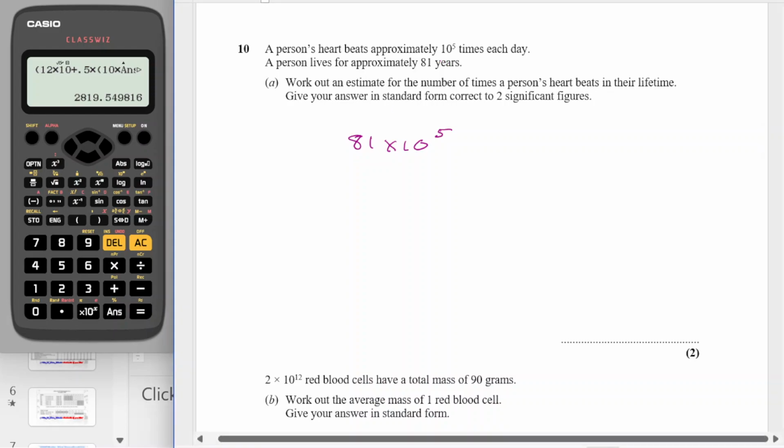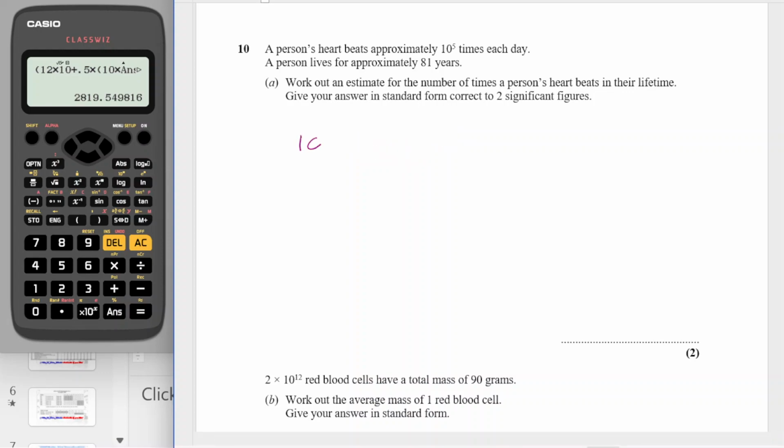So let me rewrite that because I've written it terribly. So the number of times it beats a day is 10 to the power 5. The number of days in a year is 365, and then that's in a year, and then we're looking at 81 years. So I'm now going to bring in some estimation. So I'm going to say 10 to the power 5 times by 400 times by 80.